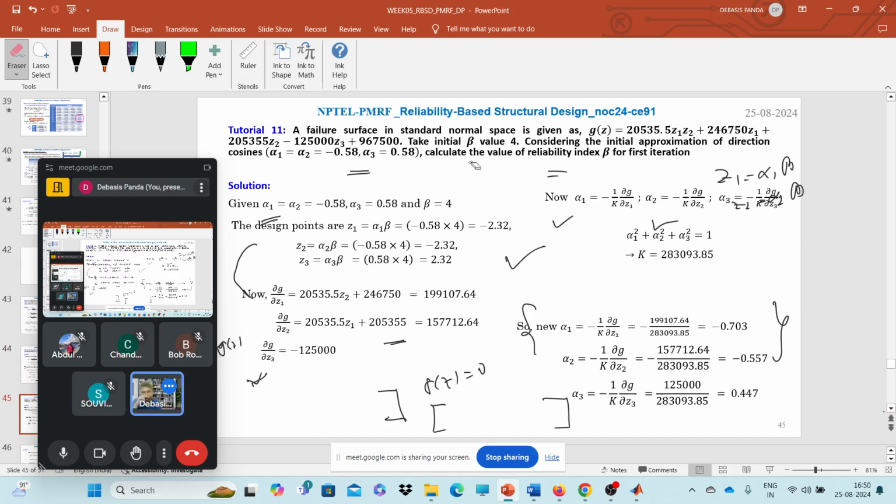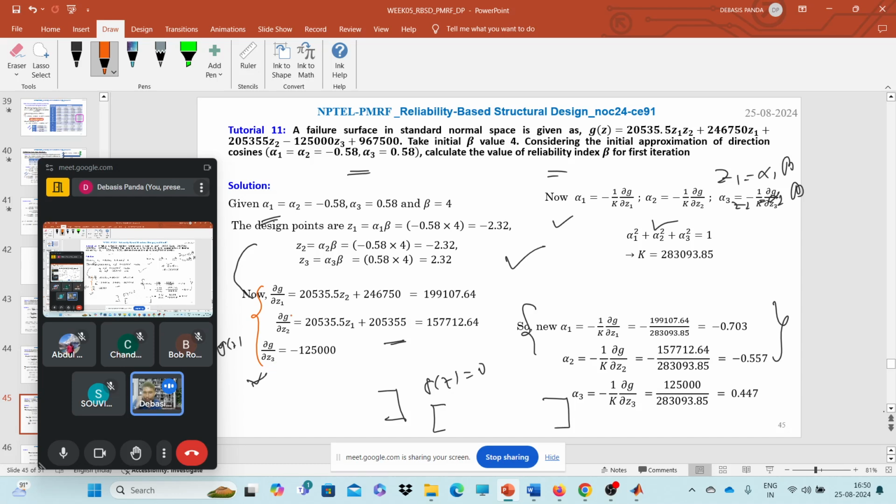Now, the third problem says we have a failure surface. Already the failure surface in Z domain is given. Now, calculate the value of the reliability index for the first iteration. What do you need to do? In Z domain, initial values of alpha 1 and alpha 2 are given. Initial value of beta is also given. The conversion is already done. So you need to first find out the derivatives of this function, dg by dz1, dg by dz2, dg by dz3.